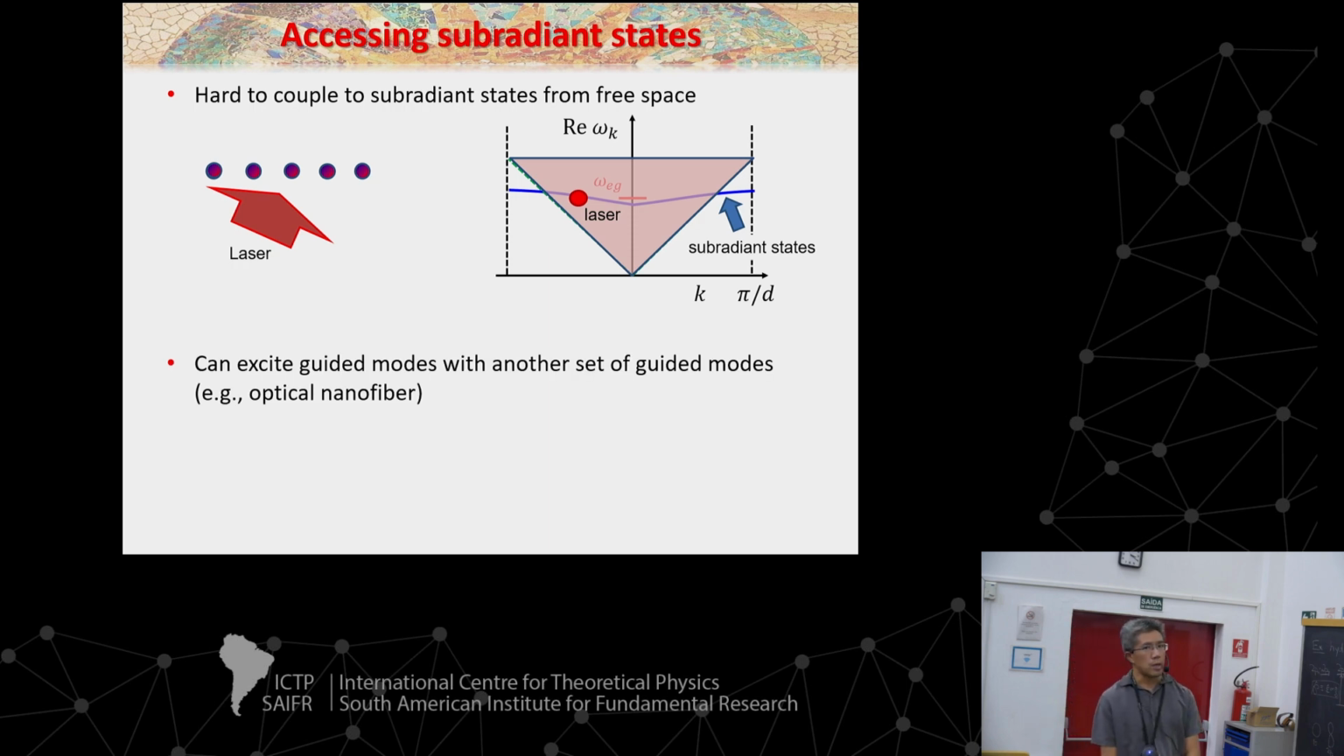So if we want to start accessing these subradiant states, what can you do? Well, since we now understand that subradiant states, at least in this 1D chain, are just guided modes, one way to naturally excite guided modes is by another set of guided modes, in particular an optical nanofiber.